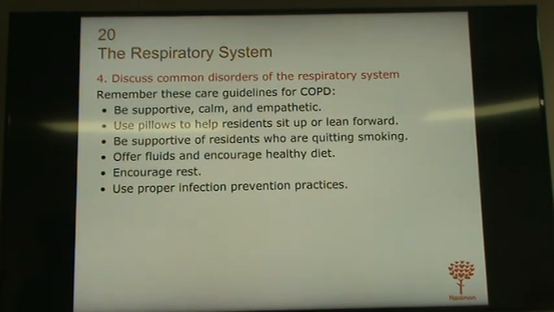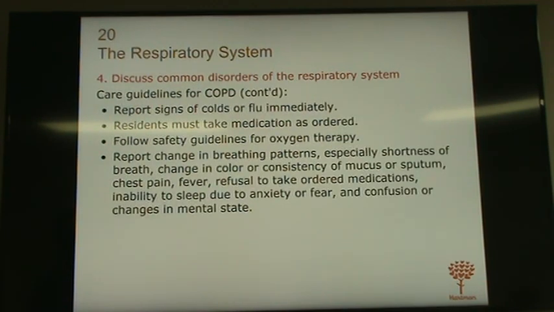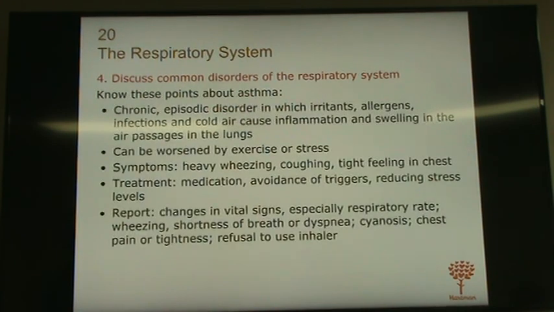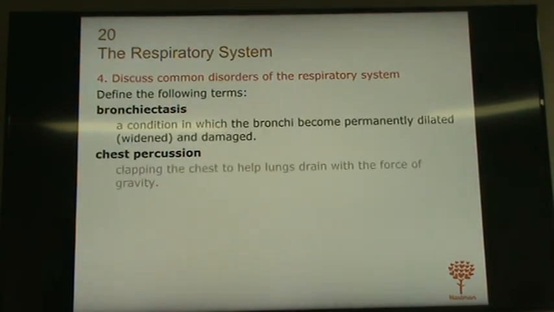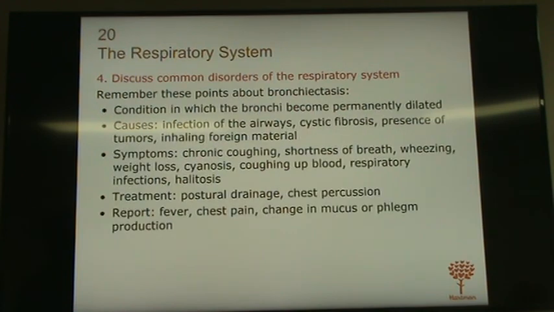Be supportive. Try to calm them down. It's okay. Sometimes it comes as an attack, like an asthma attack, where it's like they're gonna die. They can't take any air at all. So just have them sit down, stop with what they were doing, encourage rest, give a small amount of water. So reporting with asthma, same thing. Bronchiectasis, chest precaution, that's done by the nurse or doctor.